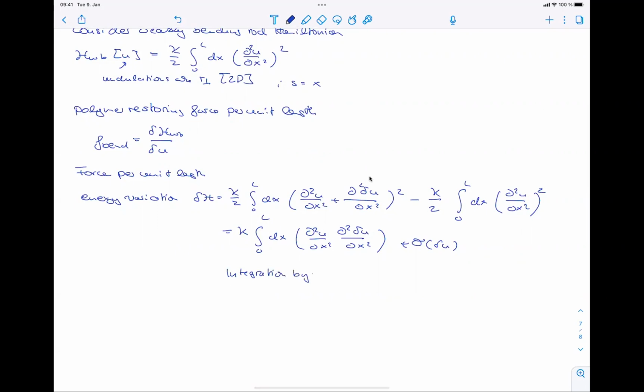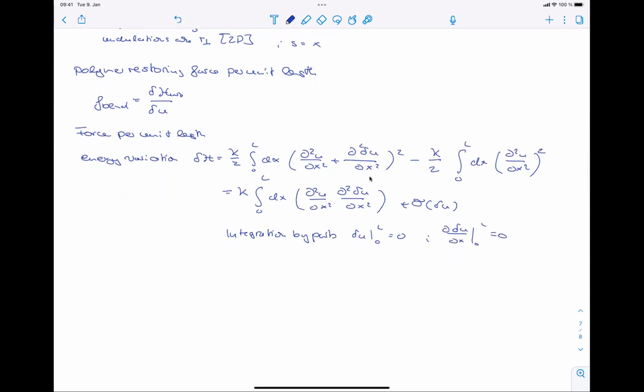And so, performing the integration by parts, and noticing that the undulations should be 0 at the ends, and also the derivative of these variations of the undulations at the ends are 0, both integration by parts terms evaluated at 0 and L drop out. And we're left with kappa, integral from 0 to L dx, quadratic derivative acting on the undulations delta u.